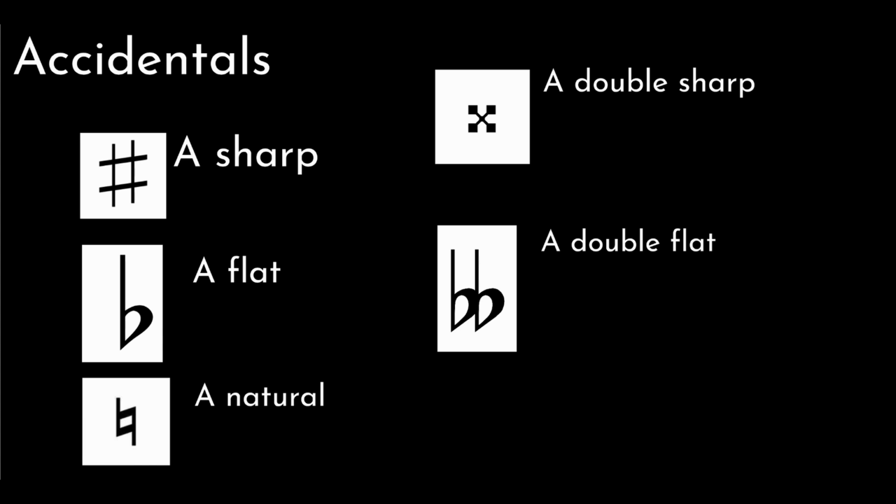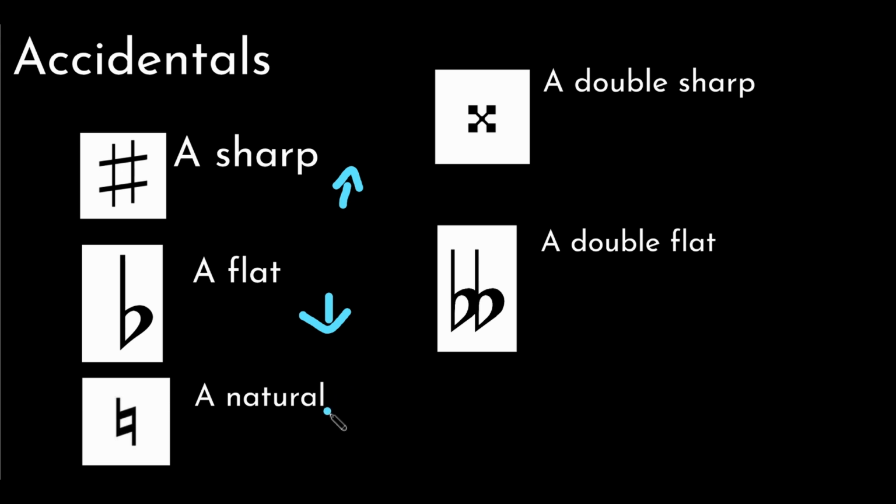Now let's talk about accidentals. Accidentals can be found right after a note or in scales. So, one accidental is a sharp. A sharp raises a pitch, so E becomes E sharp, and a flat lowers a pitch, so E becomes E flat.